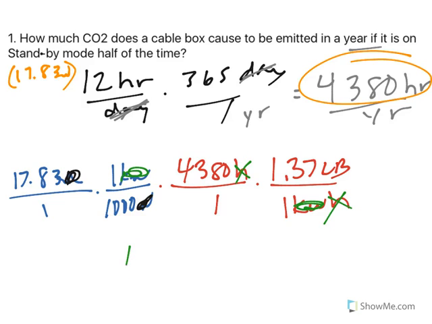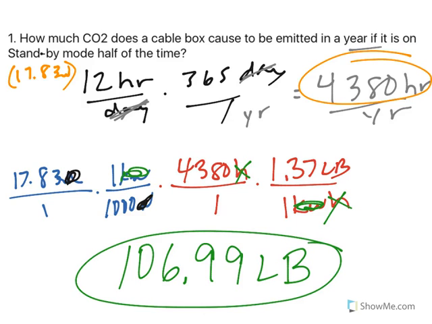So for the half of the time that it's on standby, it is creating 106.99 pounds of CO2, which is quite a bit, I think. But for not doing anything, right? That's just when it's plugged in but not turned on.